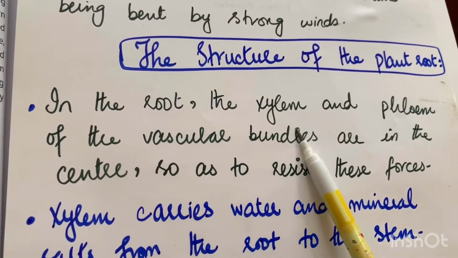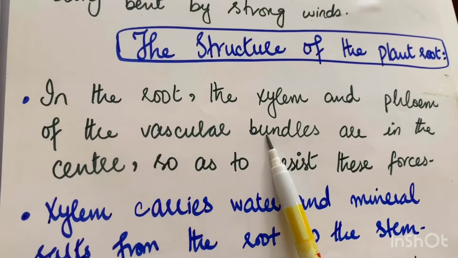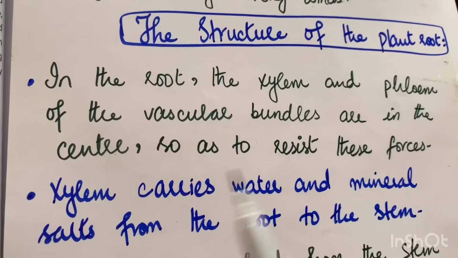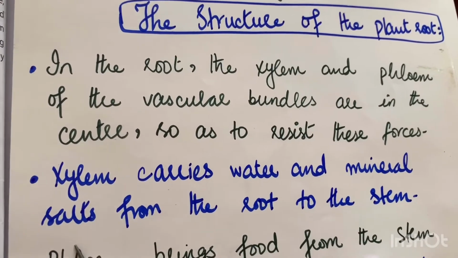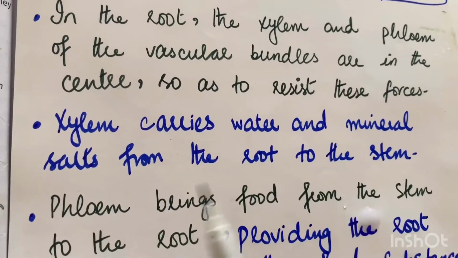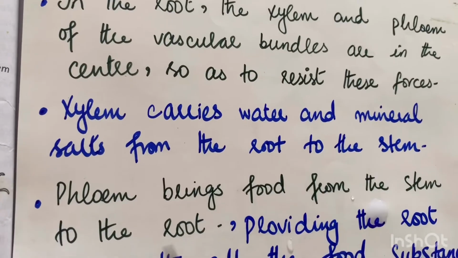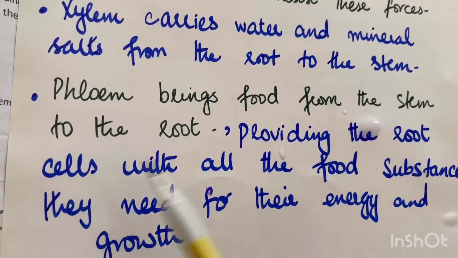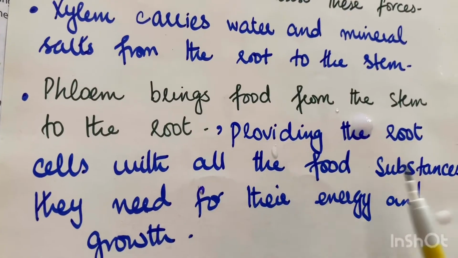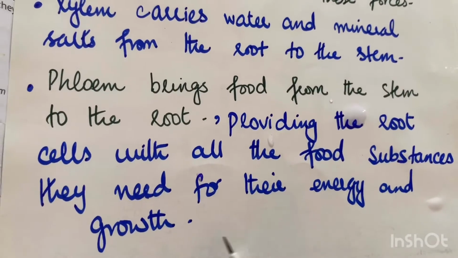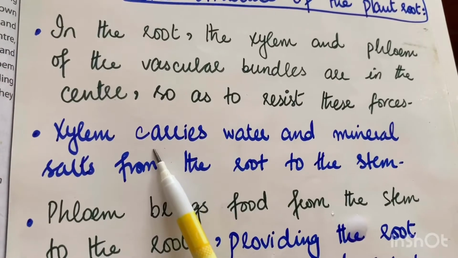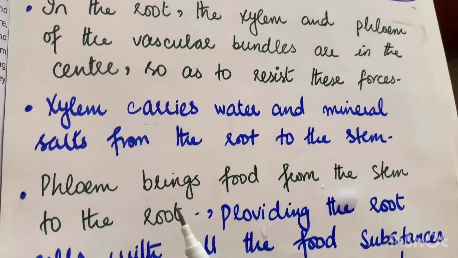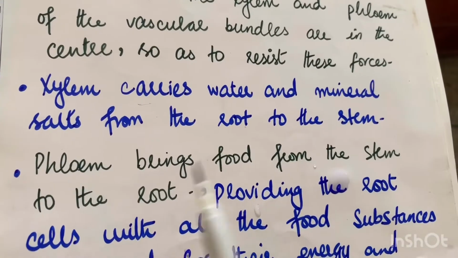In the root, the xylem and phloem of the vascular bundles are in the center so as to resist these forces. Xylem carries water and mineral salts from the roots to the stem. Phloem brings food from the stem to the root, providing the root cells with all the food substances they need for their energy and growth. So xylem is basically carrying water and mineral salts from the root to the stem, whereas phloem brings food from the stem to the root.